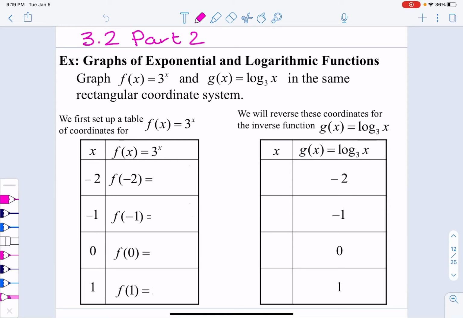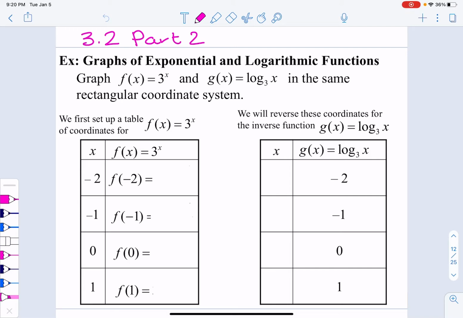Looking at section 3.2, part 2, we're going to look at graphs of exponential and logarithmic functions. It tells us to graph f of x is equal to 3 to the x, and g of x is equal to the log base 3 of x in the same rectangular coordinate system. First we set up the table for the coordinates of f of x is equal to 3 to the x, and this should look familiar because it's the same example that we did back in section 3.1.